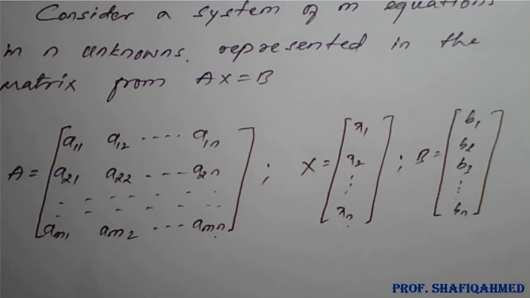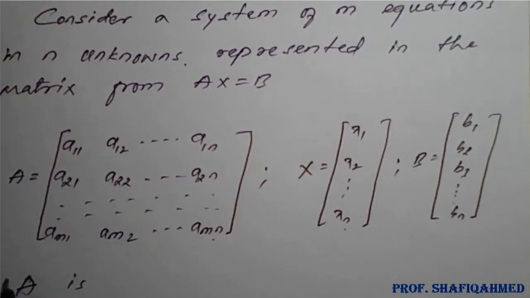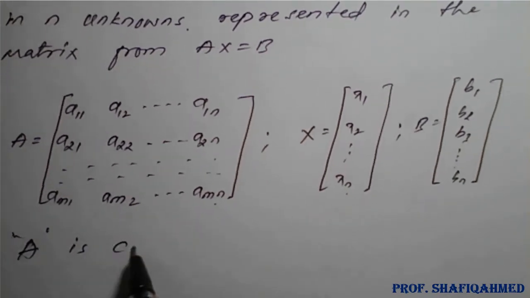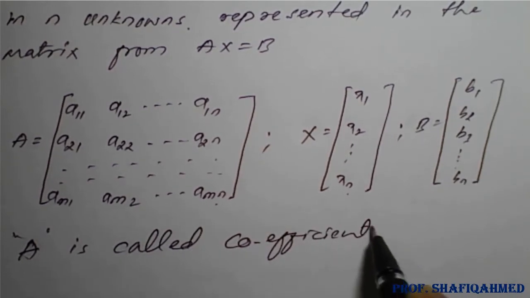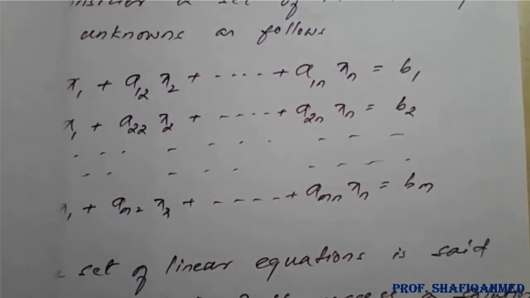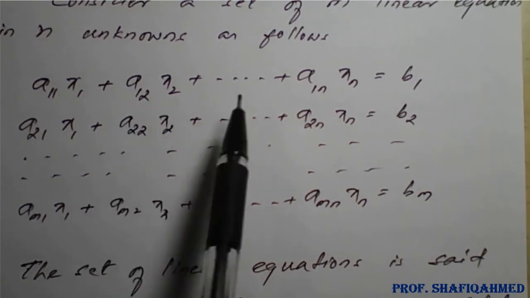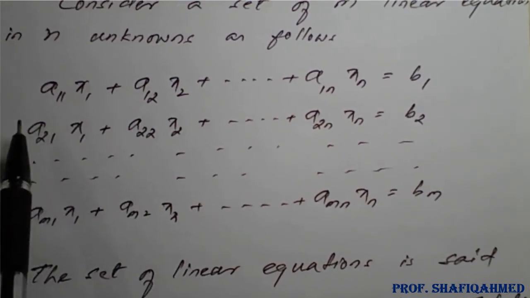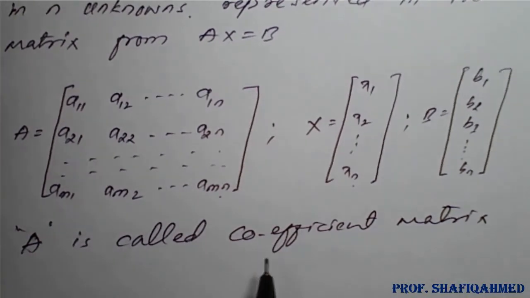Here matrix A is called the coefficient matrix. Why is it the coefficient matrix? If you see the system of equations we have seen, the coefficient of x1 is a11, the coefficient of x2 is a12, and so on. So it is nothing but the coefficients of x1, x2, x3, so on xn. Therefore it is called a coefficient matrix.